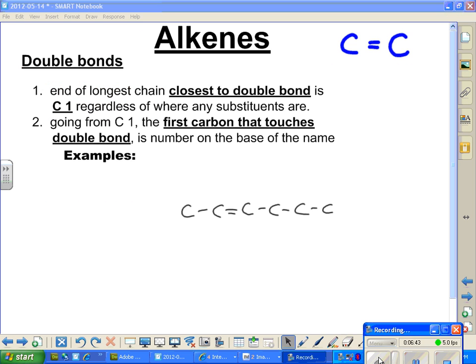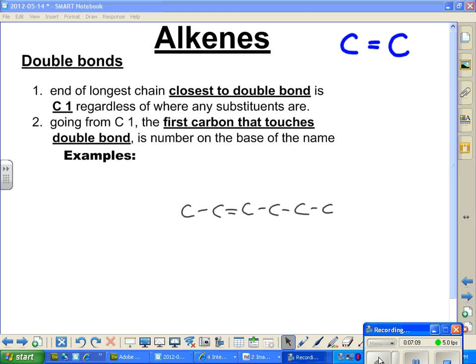Okay, let's do the alkenes now. With the alkenes, we're talking about substances that have double bonds in them, that are carbon compounds. Now, I'm just going to read this to you. End of longest chain, closest to double bond, is carbon 1, regardless of where any substituents are.